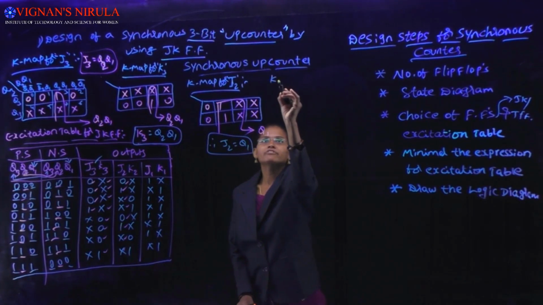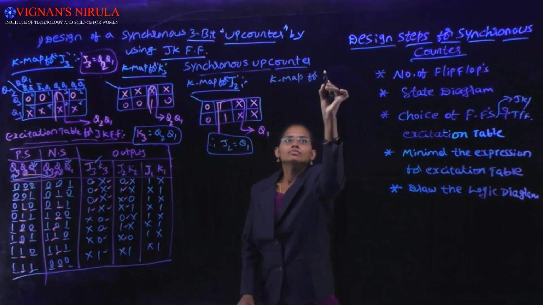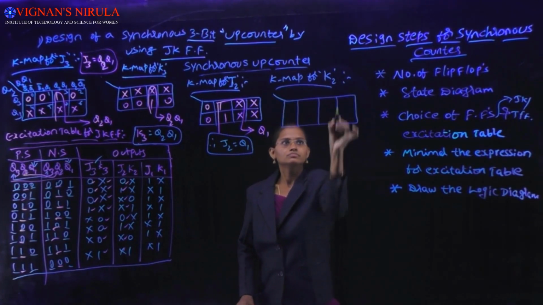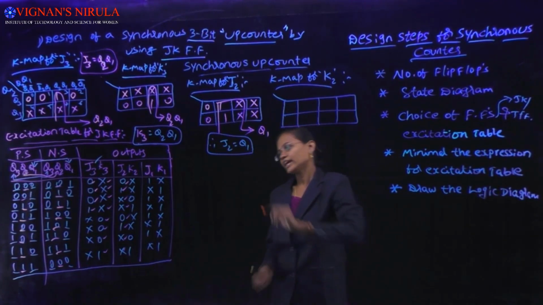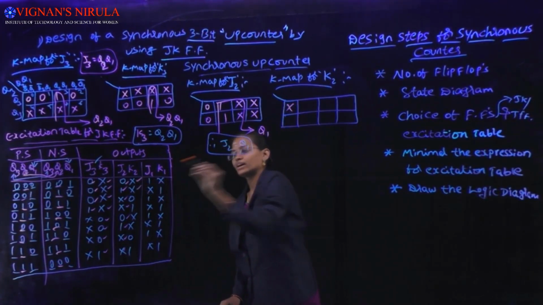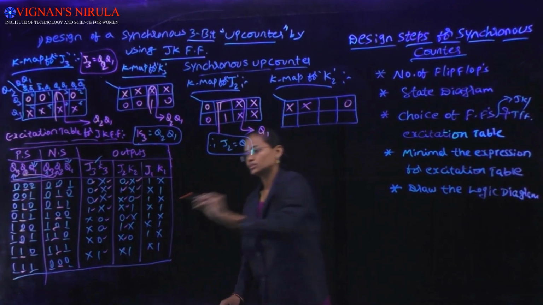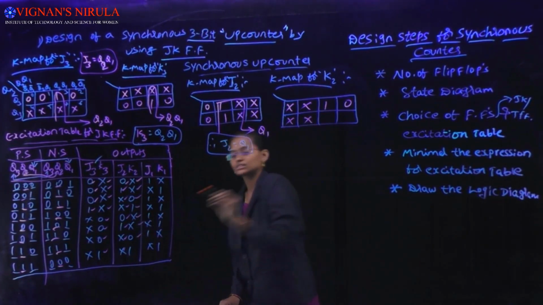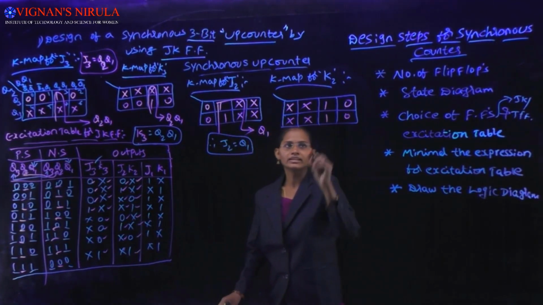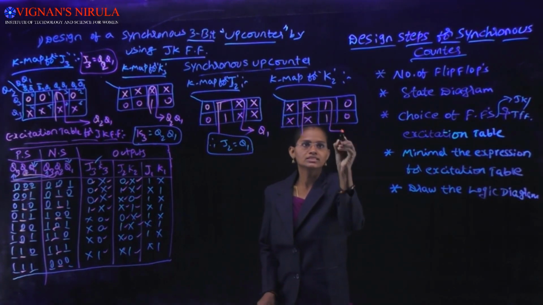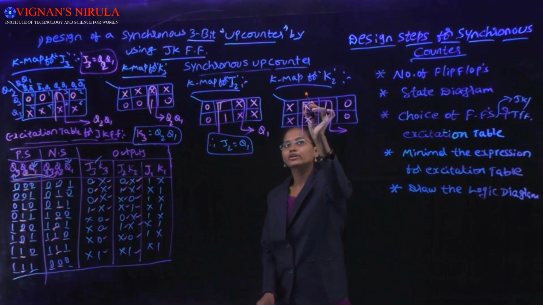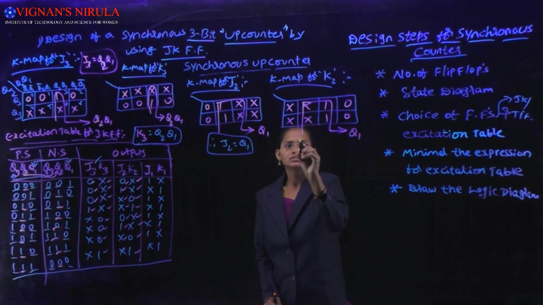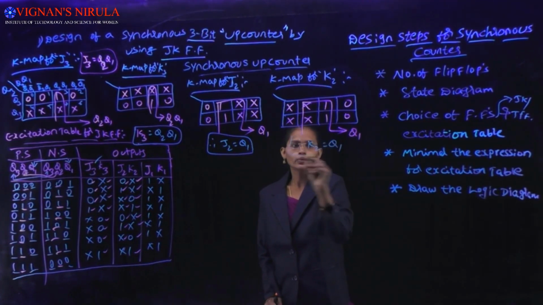And next K map for K2. Draw the 8-cell K map structure. Here, the outputs: 0 cell is X, 1 cell is X, second cell is 0, third cell is 1, fourth cell is X, fifth cell is X, sixth cell is 0, seventh cell is 1. Here the grouping is these 4 cells. The terms are Q2 bar Q1 and Q2 Q1, so Q1 is the common variable. Then finally K2 equal to Q1.